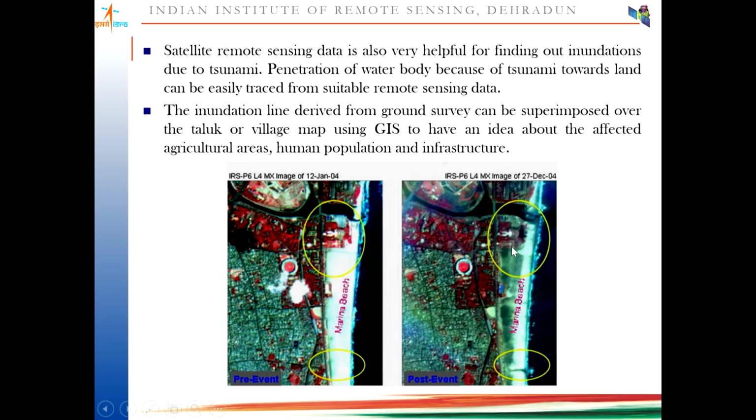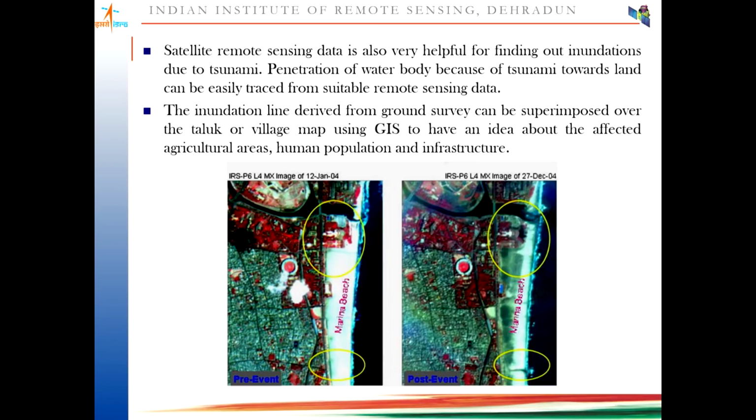So satellite remote sensing data is also very helpful to find out the inundation due to tsunami. What are the areas which will be inundated? The penetration of the water body towards the land because of the tsunami can be easily traced from suitable remote sensing data. How much water has penetrated towards the land, the runoff height, the inundation limit can be found out from the remote sensing data.